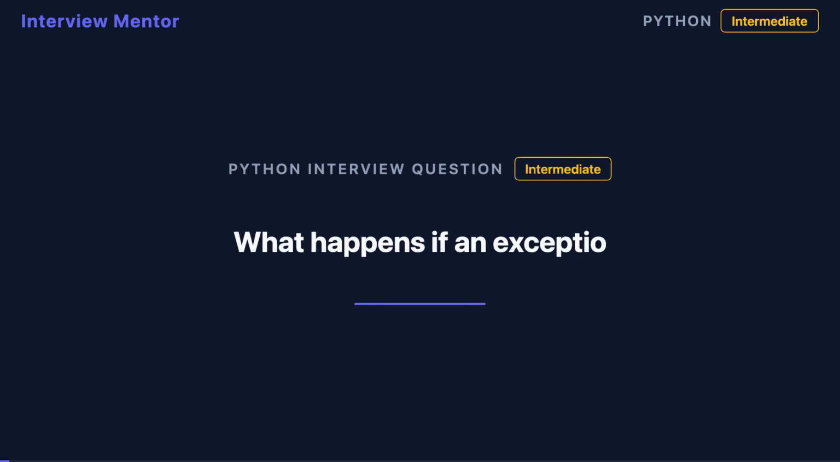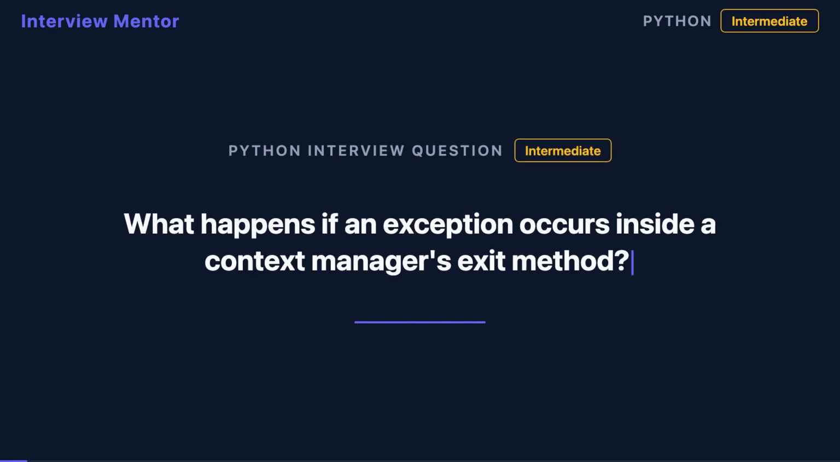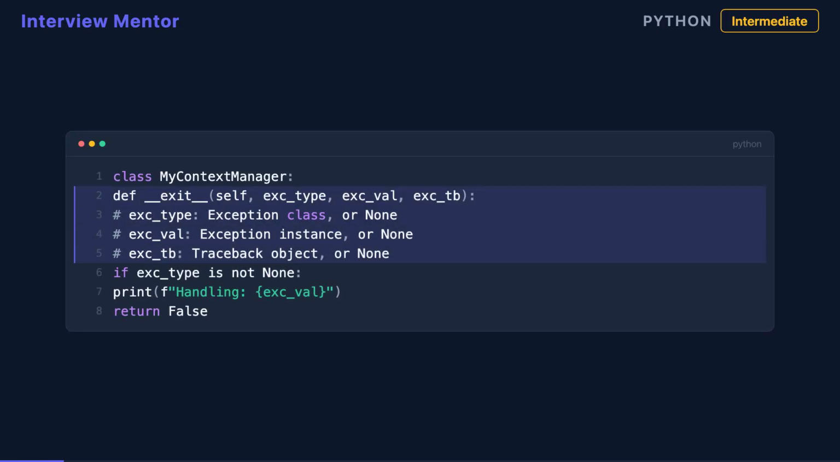When your context manager's cleanup code throws an exception, which one survives? The original or the new one? Every context manager's exit method receives 3 arguments: the exception type, the exception value, and the traceback object. If the with block completed without error, all 3 arrive as none. This gives exit full visibility into exactly what went wrong, or that nothing went wrong at all.